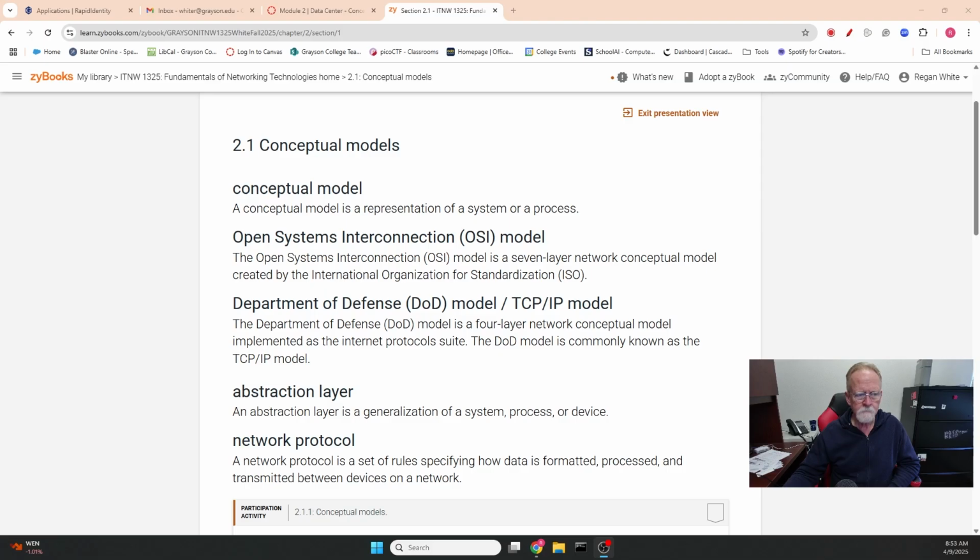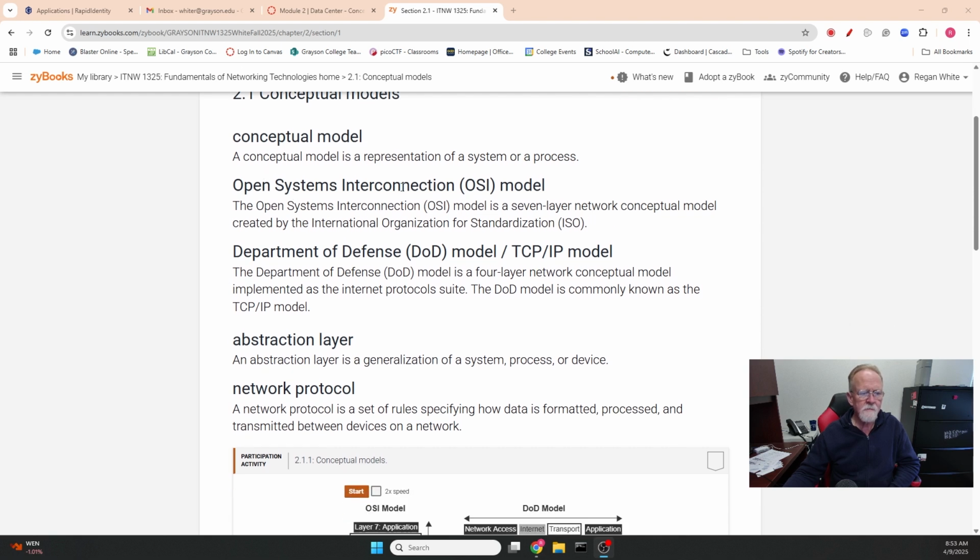There are two primary conceptual models that networking uses, the OSI and the DoD model, and we're going to focus primarily on those. So let's go ahead and look at the desktop. Okay, first of all, the conceptual model. What is a conceptual model? Well, it's a representation of a system or process. And we use these conceptual models to explain how networking works and to define the process.